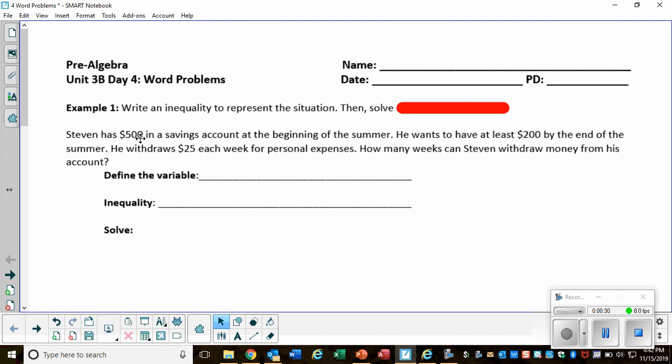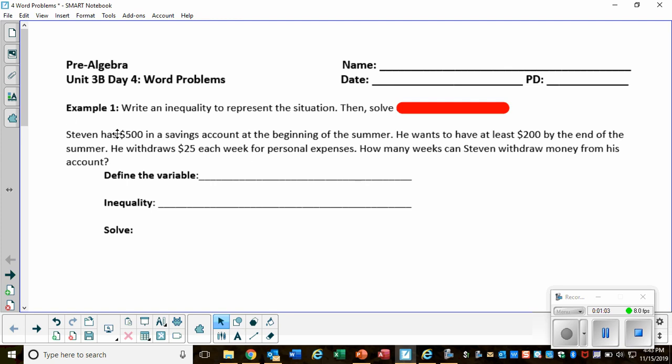Stephen has $500 in a savings account at the beginning of the summer. He wants to have at least $200 by the end of the summer. He withdraws $25 each week for personal expenses. How many weeks can Stephen withdraw money from his account? Okay? So, this one's a little bit different. We have something to work backwards to, but we're not looking for a total. This time we're looking for our inequality word. So when we go through and highlight, we're going to be looking for that inequality word.